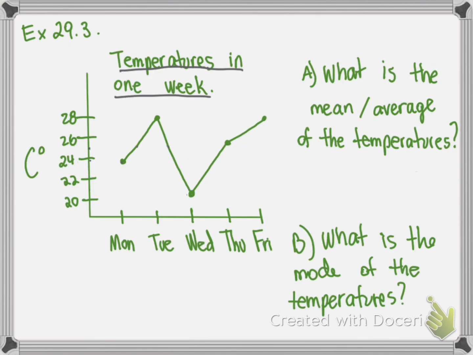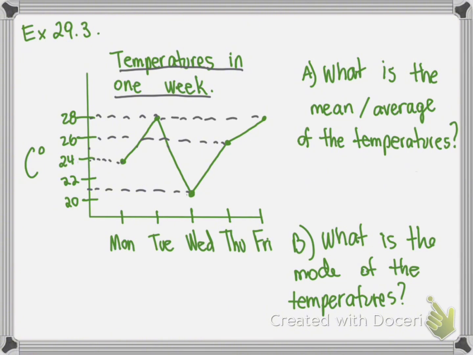So let's look at this example, example 29.3. Notice the title says temperatures in 1 week. And this kind of graph is called a linear graph. And we could have used another kind of graph, for example, the vertical bar graph. Notice that it looks very clear. So it says that on Monday, the temperature was 24. On Tuesday, it was 28. Now on Wednesday, notice kind of is in the middle, so it's 21. Then we have here 26. On Thursday and Friday, it's another 28.